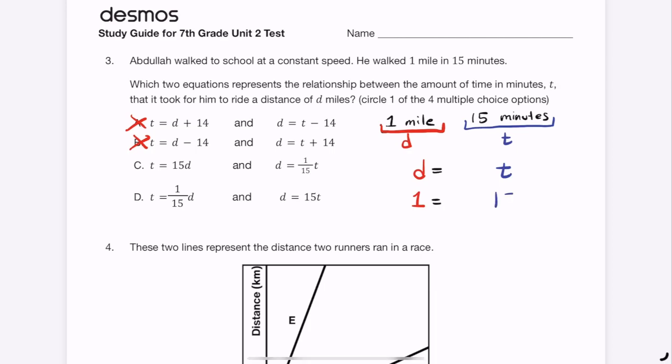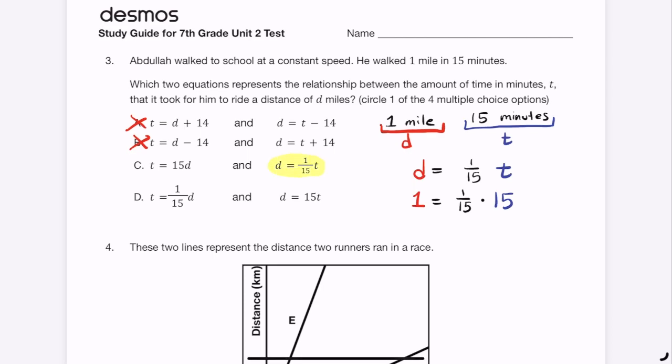equals what times 15? What times 15 is 1? That's going to be the reciprocal of 15, which is 1/15. So if we're doing it in this direction, if I know the time, which is the bigger number, 15, I multiply by 1/15, or I divide by 15, but it's going to be multiplying by 1/15 here, and that's going to give me the distance. So we're going to see that equation here.